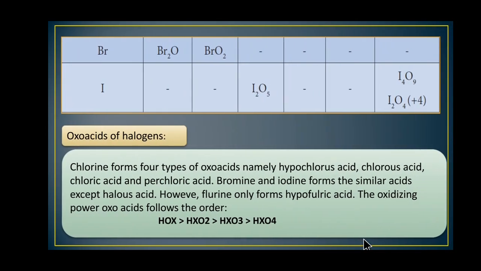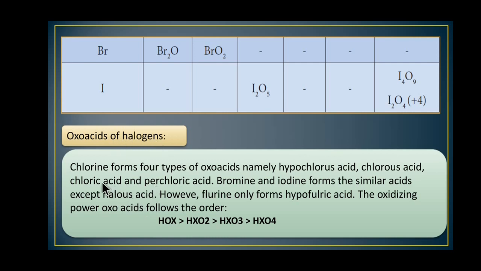And next, the Br type of compound, then the iodine type of compound, also have a positive oxidation state. Okay, next we are going to discuss oxoacids of halogens.